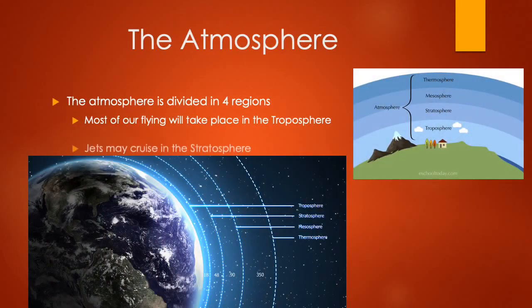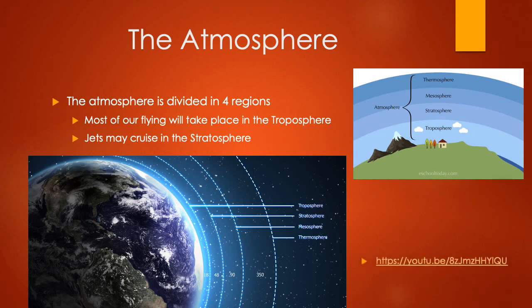So the first topic we're going to look at is the atmosphere. Now the atmosphere is divided into 4 separate regions. So we're going to be looking at those and also what is most applicable to us. So we have the atmosphere itself, and that's comprised of the thermosphere, the mesosphere, the stratosphere, and the troposphere. And the troposphere is where all of our flying will happen, and it's where the airliners will be flying as well.